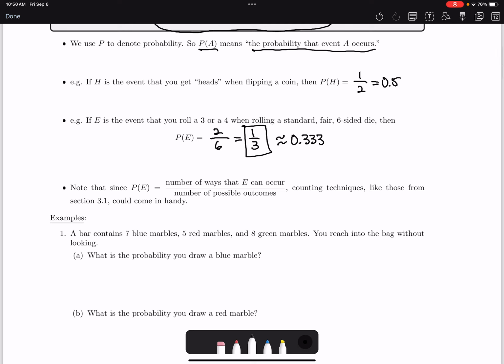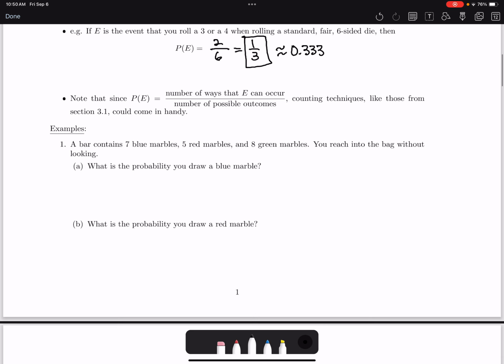Note that since the probability of E is the number of ways that E can occur divided by the number of possible outcomes, counting techniques are going to come into play. This first example doesn't really use any of the combinations and permutations and those kinds of counting techniques, but we might occasionally see probabilities where we have to use those counting techniques. So let's just look at a few examples of this basic notion of probability.